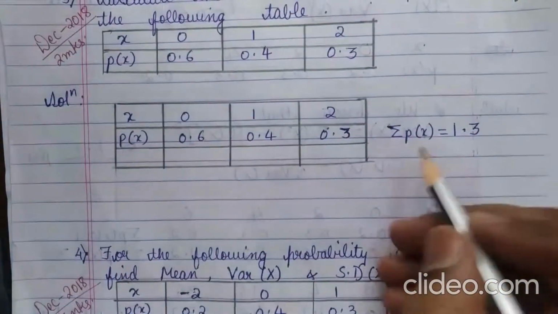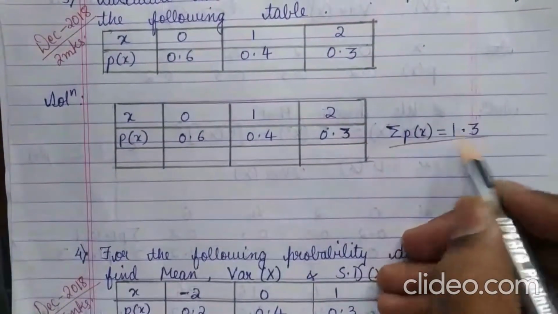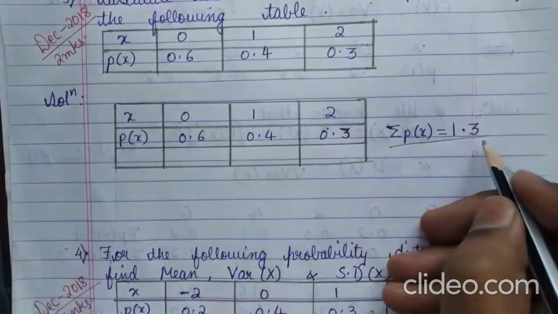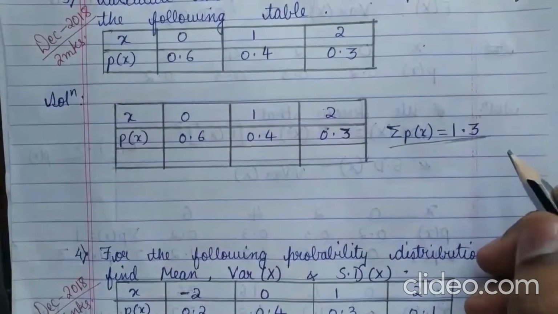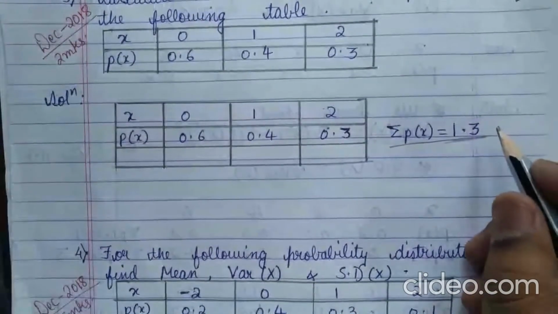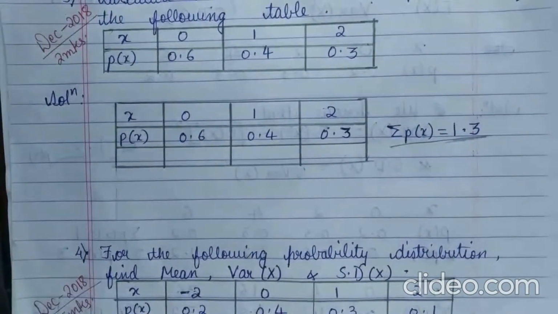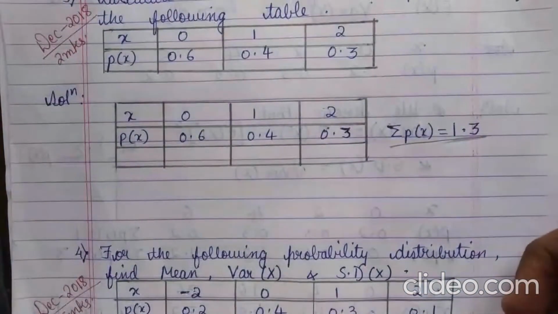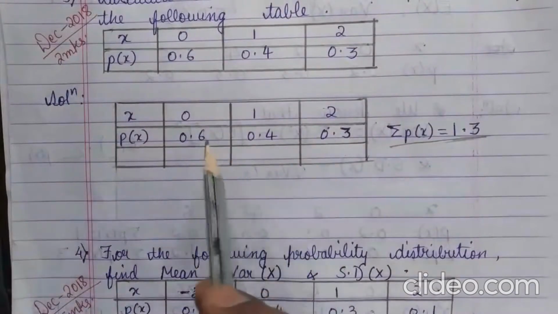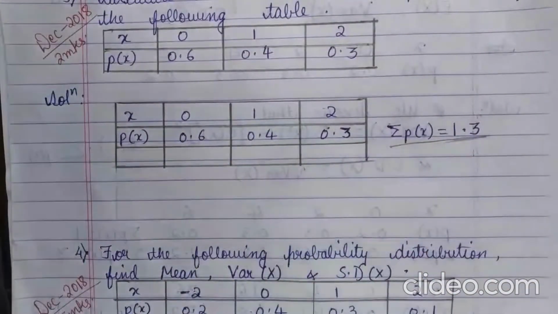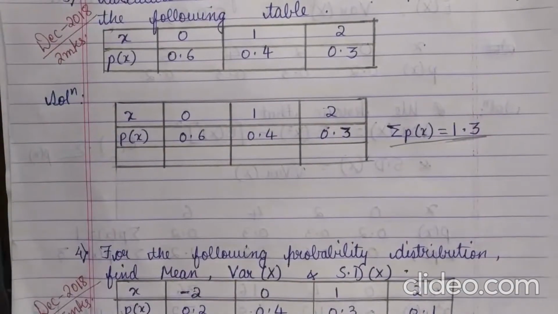So there is a problem with this question. The question is actually wrong. It should not be 1.3. It should be maximum 1. In fact, it should be equal to 1. Summation p of x should always be equal to 1. But in this case, whatever they had given was 1.3. That means there is some mistake in the question itself. So probably it should have been 1. But let it be. We know that the question has some problem, but we'll solve using our regular steps.